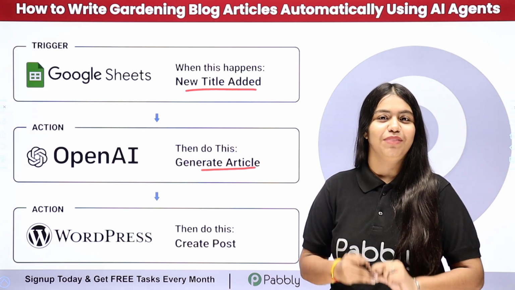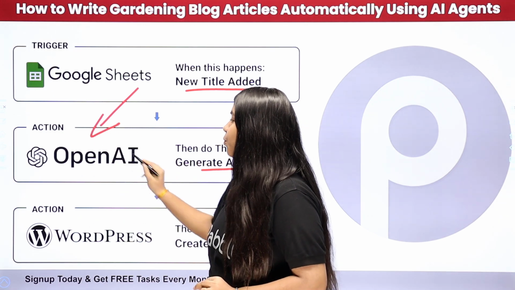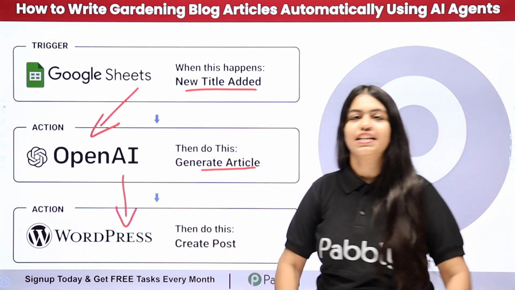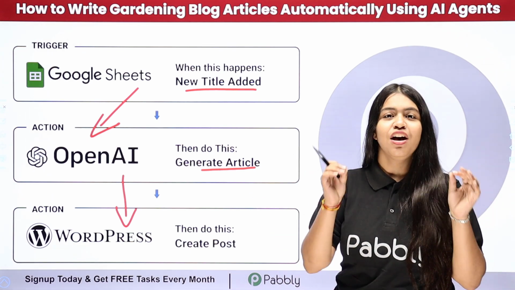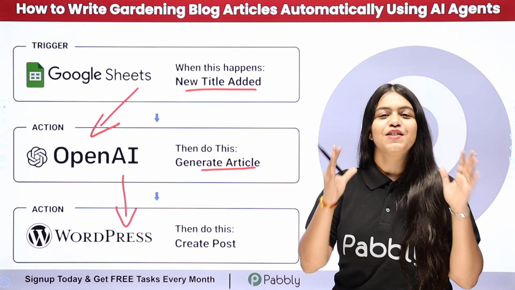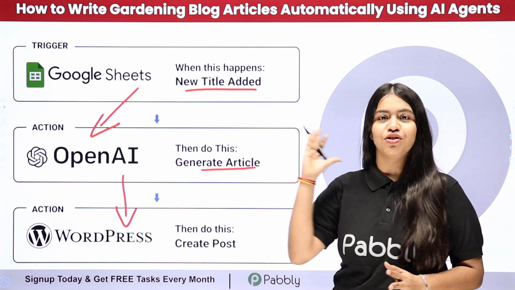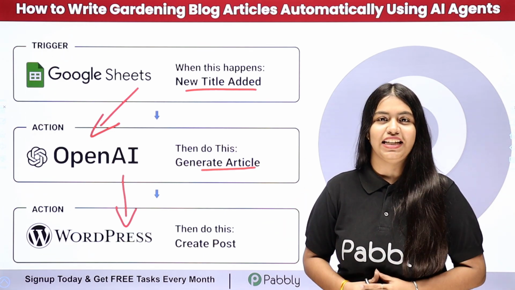So to do this, we are simply going to create a connection between Google Sheets, my AI agent, which is OpenAI, and then WordPress. And to create this connection without knowing any programming or coding language, we are going to use Pabbly Connect. It is an amazing automation software. So if you also want to create this amazing automation for your own business, then for that you have to come with me towards my screen.